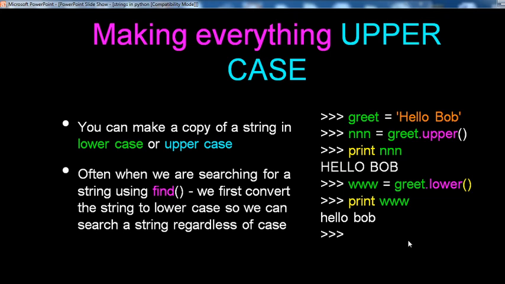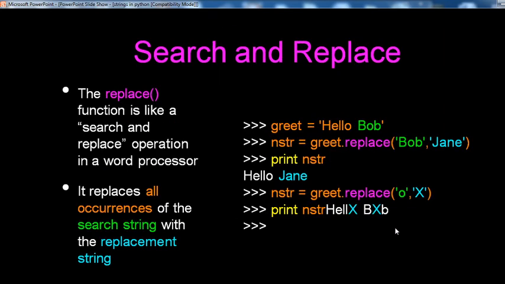If you want to convert a character string into upper or lower case, use the dot upper string method and the dot lower string method, which automatically convert those characters to upper and lower case. Then, search and replace. If you want to search and replace a particular string, use the replace function. The replace function is like a search and replace operation in a word processor. It replaces all occurrences of the search string with the replacement string.